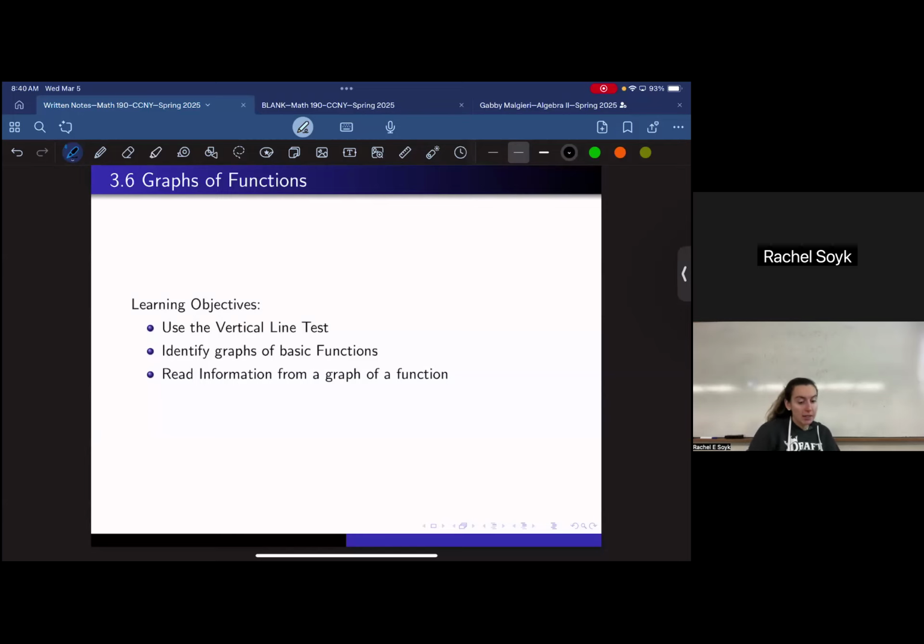So again, section 3.3 or 3.6, graphs of functions. Our learning objectives in this section are we're going to be able to utilize the vertical line test, which I sort of taught you guys ahead of time so that this section can be a little more straightforward for you guys. We'll also be able to identify graphs of basic functions, and then we'll learn how to read information from graphs of functions.